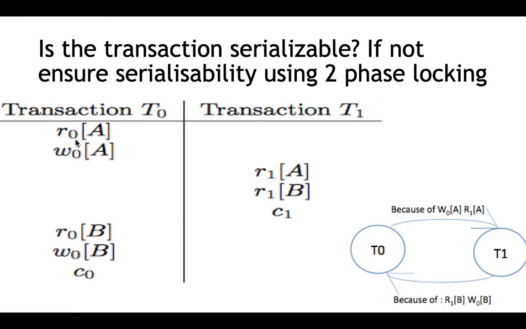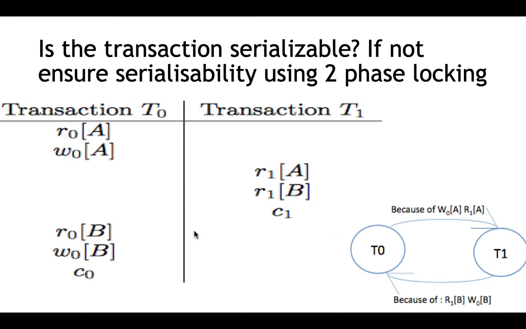So W0 on A means T0 transaction is trying to write upon A. And over here, T1 transaction is trying to read A. So these two are conflicting operations. So you should be aware of how to check conflicting operations. So we will be having an arrow from T0 to T1. So that is how this T0 to T1 arrow came. And you can justify why that arrow came. It is because of W0A and R1A. It is because of these operations.